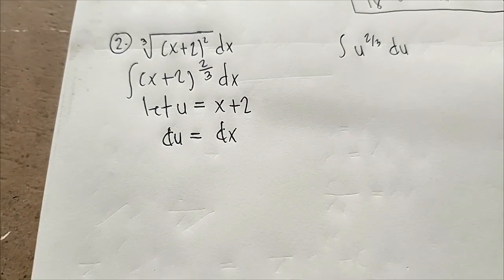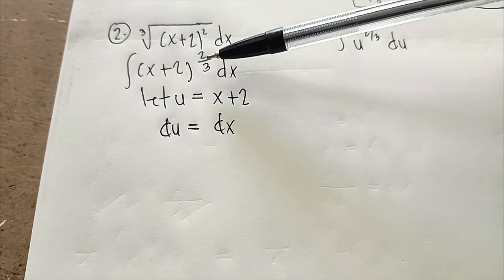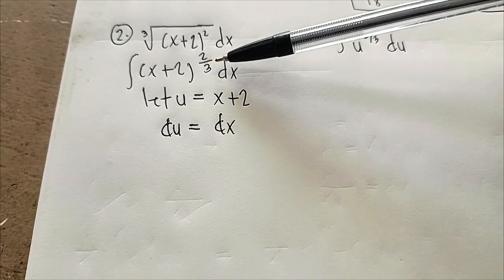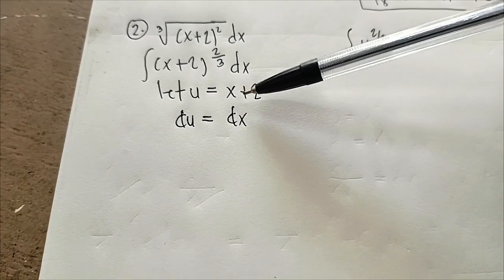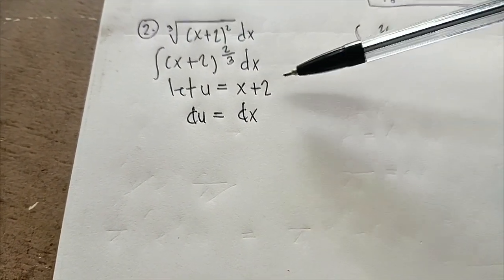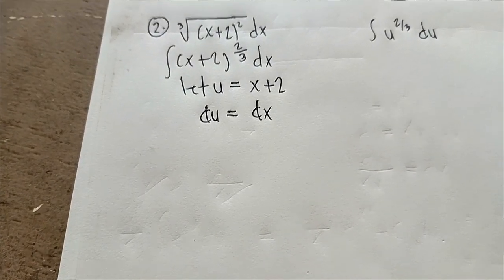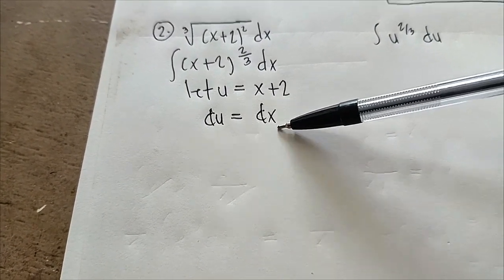Our next example is the integral of the cube root of (x + 2)^2 dx. Then we rewrite this as (x + 2)^(2/3) dx. Then we let u be x + 2. Then we find the derivative of this one. So the derivative of x + 2 is equal to 1. So let's just put du is equal to dx.